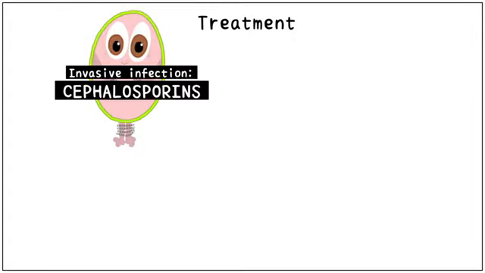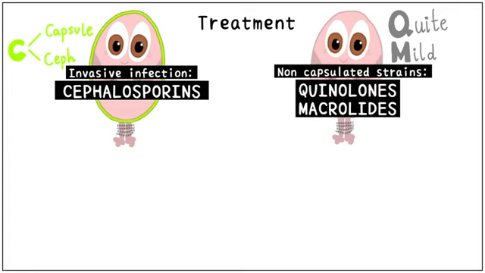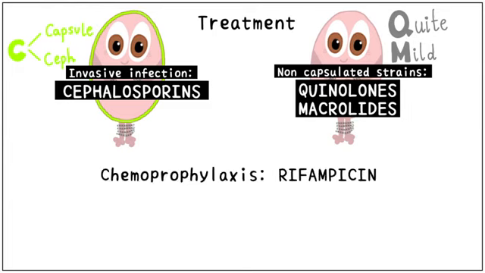For the treatment of invasive infections, we use cephalosporins. Remember, C for capsulated and C for cephalosporin. For the non-capsulated strains, infection is quite mild. Remember, Q for quinolones and M for macrolides. For chemoprophylaxis in exposed healthcare workers or family members of the patients, we can use rifampicin.